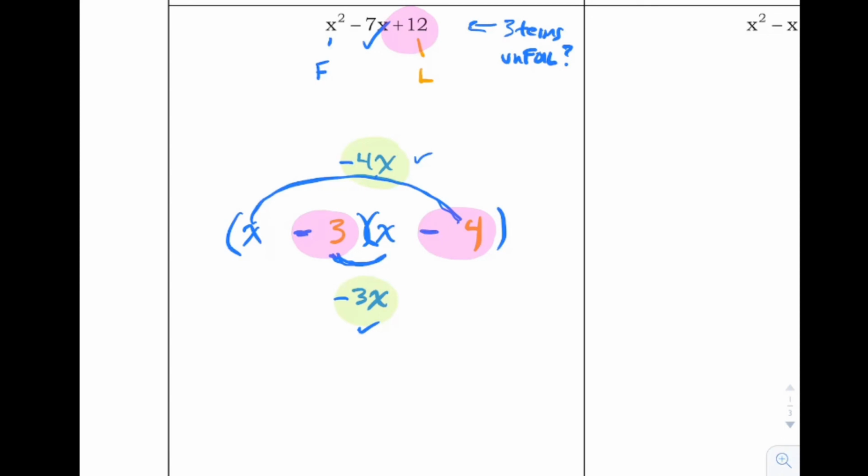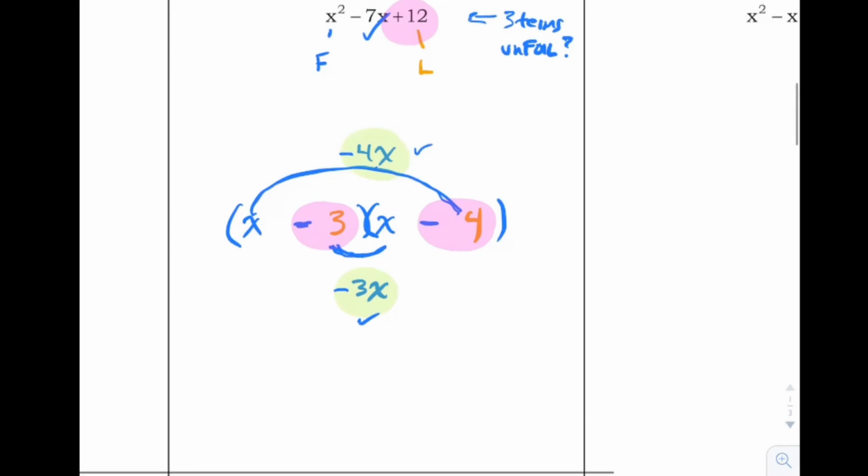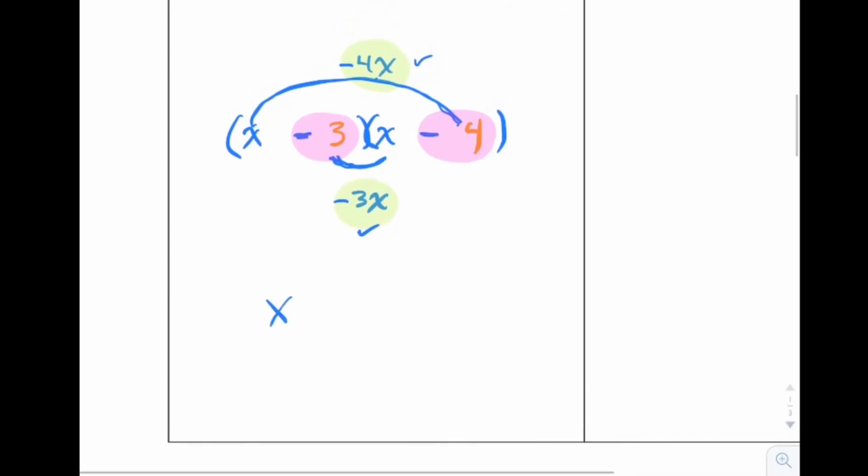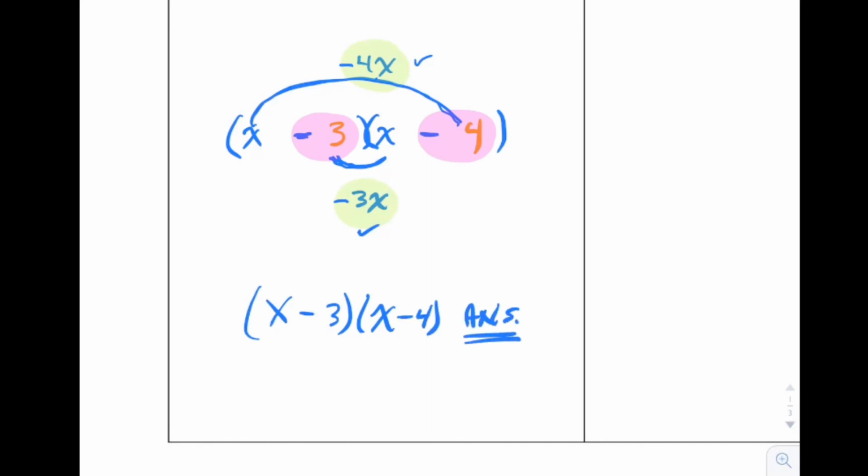You want to write it nice and official? I'm going to write it nice and official. I'm going to go like this: x minus 3, x minus 4. Answer. How's that? That looks good.